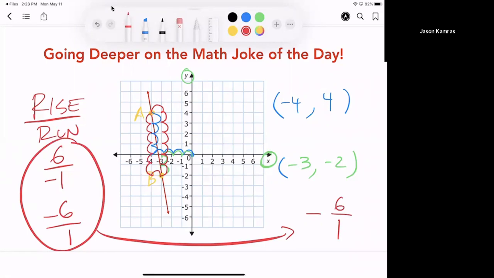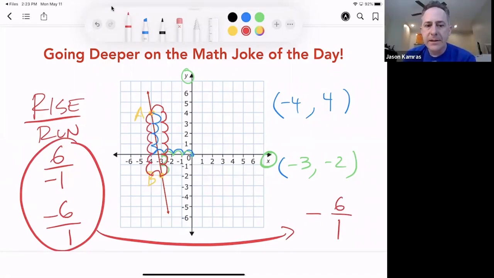Okay, I have a challenge question for you guys. Let me pop the screen back on. So the slope is 6 over -1, or -6 over +1, or let's just call it -6 over 1. Here's my question. And let me give you a little bit of extra space so you can think here.